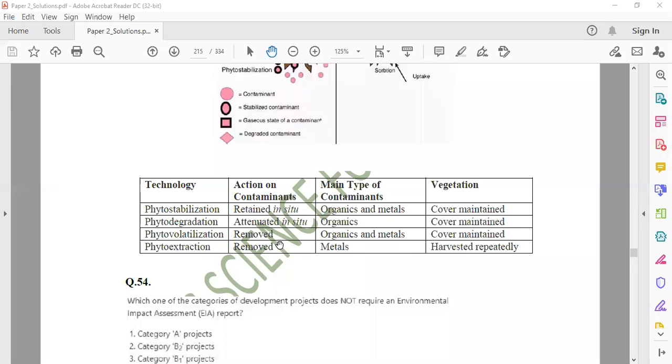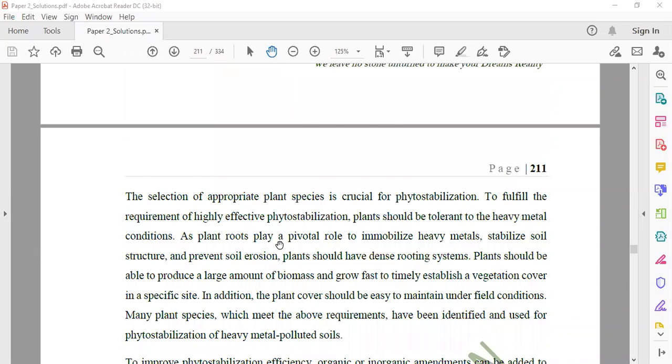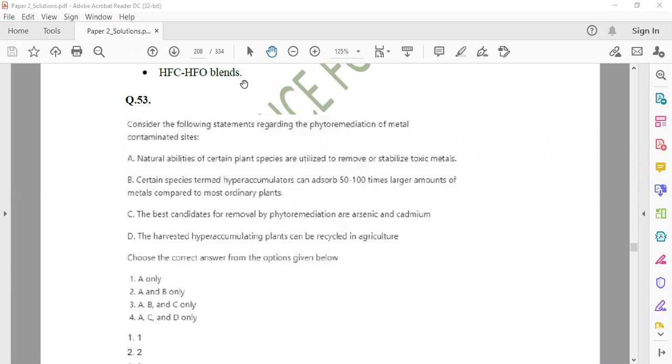Then the main thing is the questions. Let's move to the question which they have been asking here. They're asking basically about phytoremediation only. Now let's see this question.